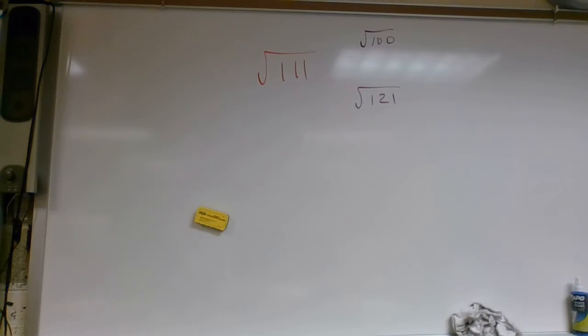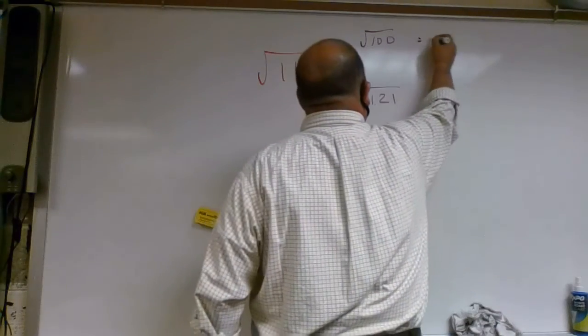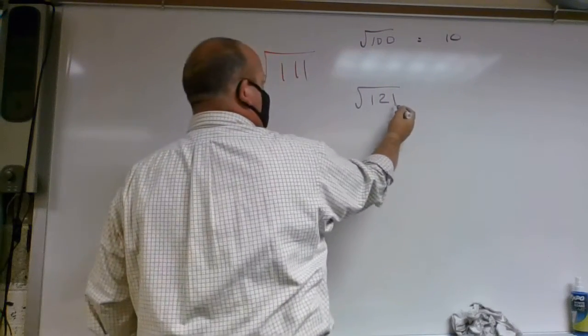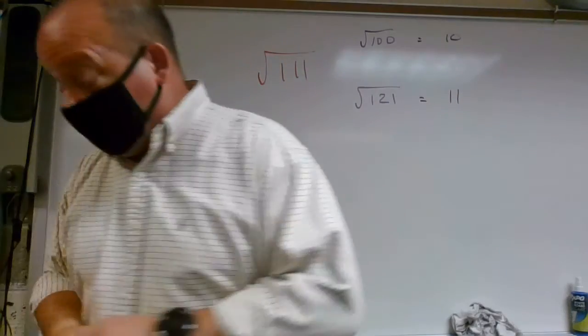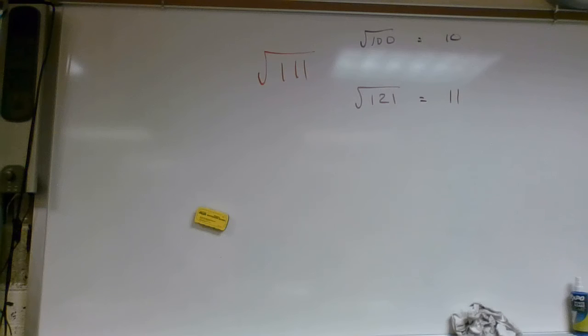What's the square root of 100? Shout it out. People on here can't hear. They're like, what's wrong with the class? They're very quiet. It's 10. The square root of 100 is 10. The square root of 121 is 11. Okay? So far, so good? So far, it's not hideous.